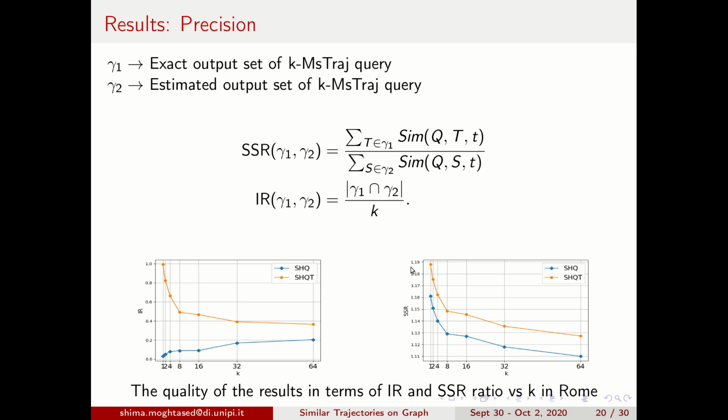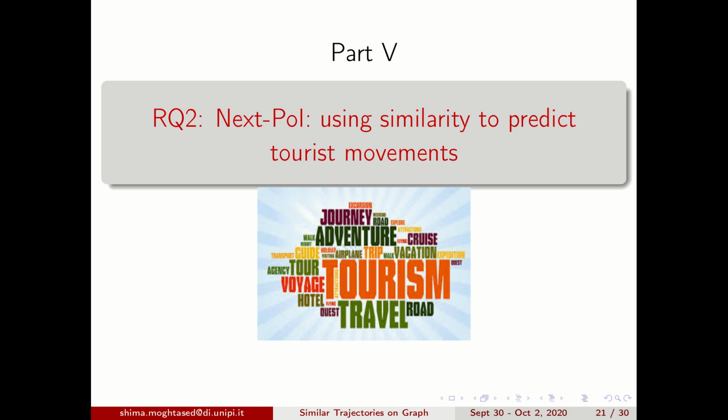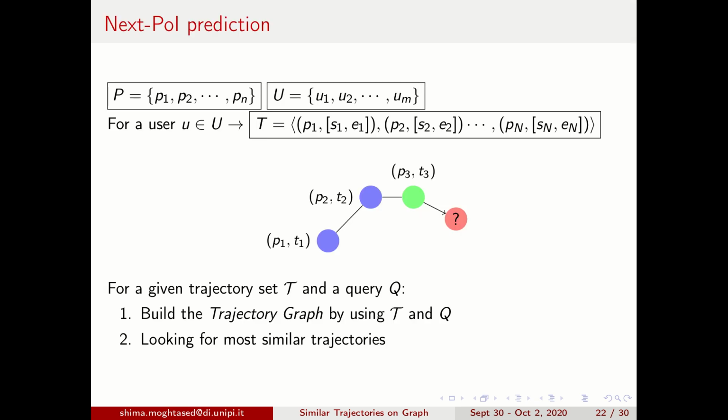So in the next step, we want to use the similarity between trajectories to solve one of the most important problems in tourism applications, which is predicting the next movement for a given tourist. I will shortly explain the idea here. Suppose that we have a set of points of interest in a city and a set of users, and for each user we have their trajectory in the city, which is defined as I already mentioned. For a given trajectory, we would like to predict the red point in this figure.